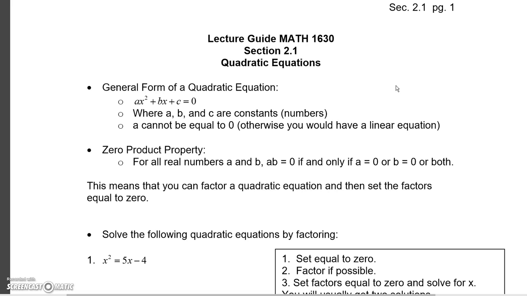But the general form of a quadratic equation is ax squared plus bx plus c. It says a, b, and c are constants. That just means they're numbers. And a cannot be 0, because if a was 0 and we had 0x squared, it would go away, and then it would just be a linear equation with x to the first power.